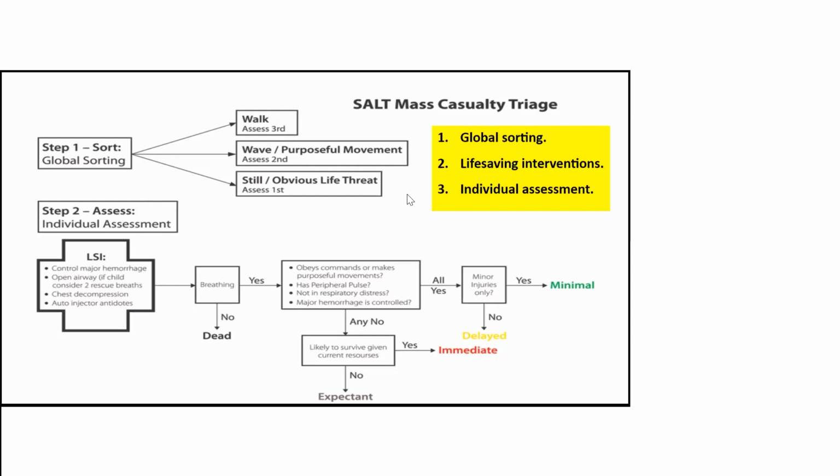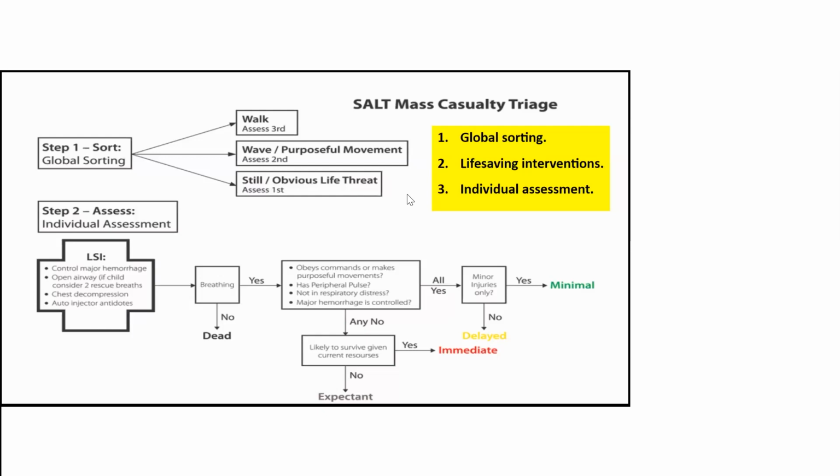So this actually brings in the third part of it, the availability of resources. If the patient will survive given the available resources, then they become immediate. If not, then you're expectant. So versus the previous one where you went step by step giving color codes, as you can see here, the color codes come in last. Okay. They're more or less the end point of the process. So global sorting is just figuring out who am I going to see first, who am I going to see second, who am I going to see third.